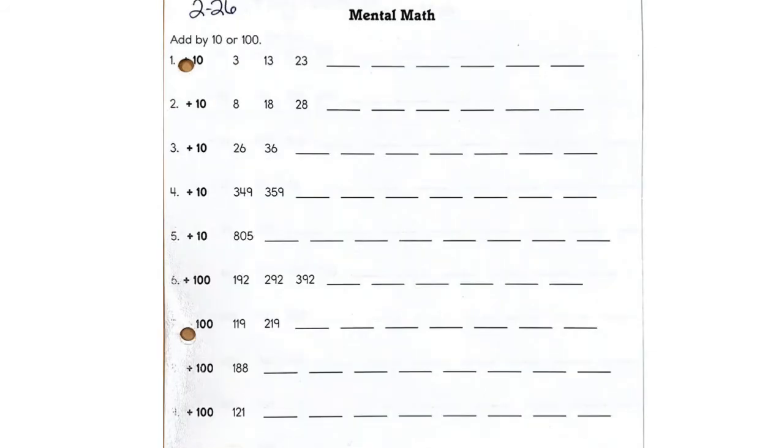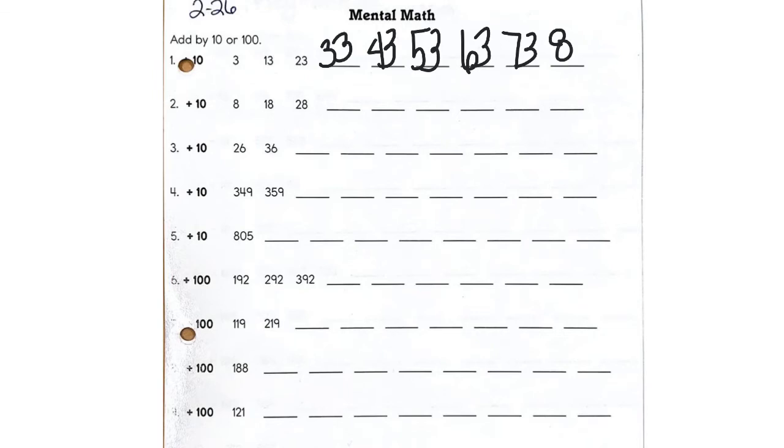What you're going to be doing is add by 10 or 100. So on this first one, I know there's a hole there, but it is a plus. So you're going to take 3 plus 10 is 13. 13 plus 10 is 23. 23 plus 10 is 33. 33 plus 10 is 43. 43 plus 10 is 53. 53 plus 10 is 63. 63 plus 10 is 73. And 73 plus 10 is 83.